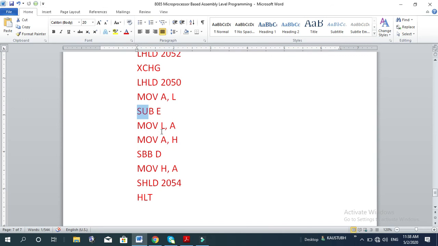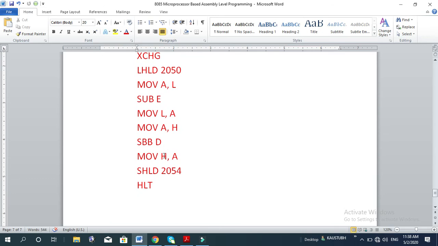SUB does not consider the borrow, because you can imagine the lower 8 bits and higher 8 bits as the first column and second column. While subtracting the lower 8 bits, there may be a borrow generated. Therefore, while subtracting the higher 8 bits of the subtrahend from the higher 8 bits of my minuend, we need to consider that borrow. So instead of SUB, it is SBB D. That means A minus D along with the borrow, and the result is in the accumulator.